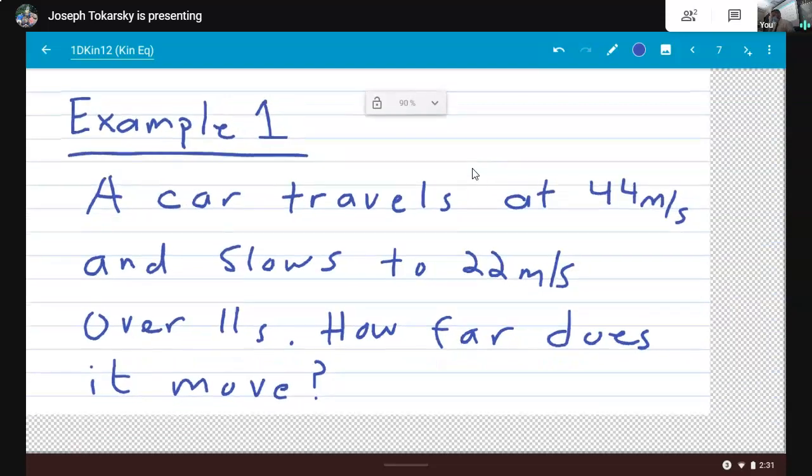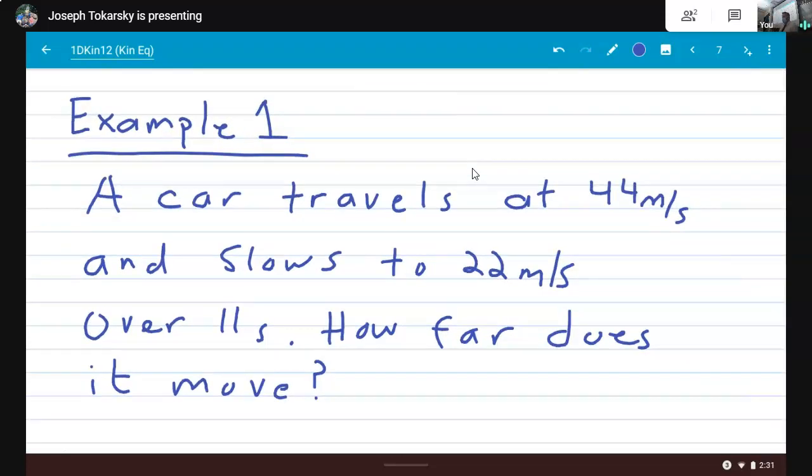So the situation is a car travels at 44 meters per second and slows to 22 meters per second over 11 seconds. How far does it move? All right, so here's what we got to do now. We did some basic problems a couple weeks ago and we learned some of the early equations. But now that we're getting into bigger equations, maybe a little bit more information, we always want to list our givens, okay? If we can't list our givens right, there's no way we're going to pick the right equation. If we don't pick the right equation, there's no way we're going to get the right answer.